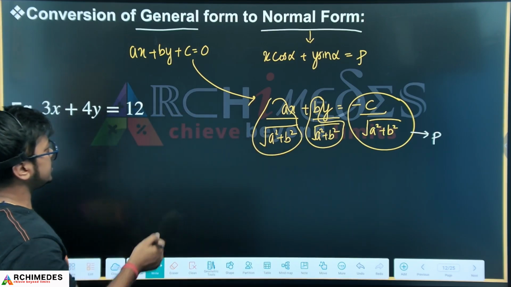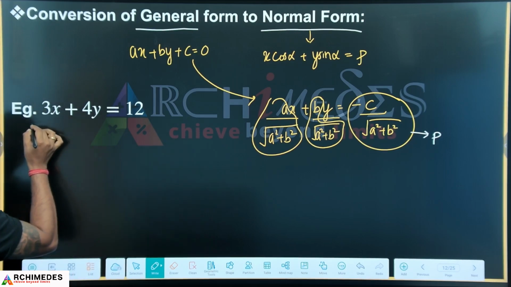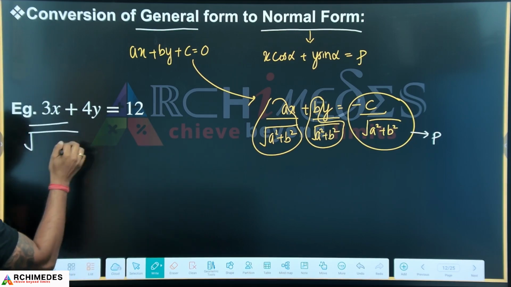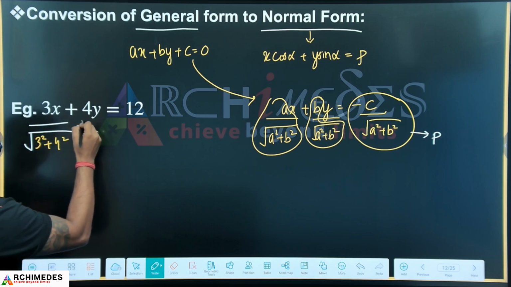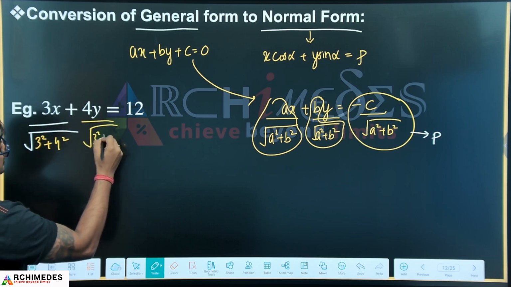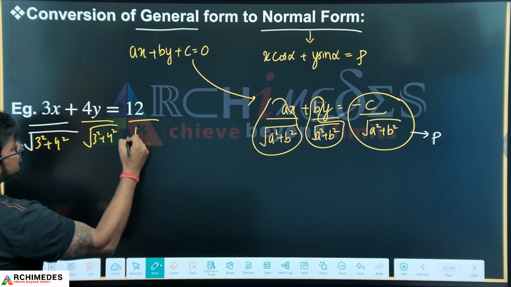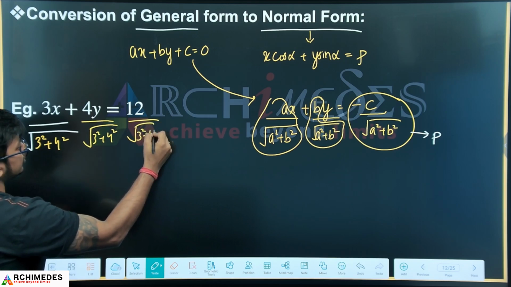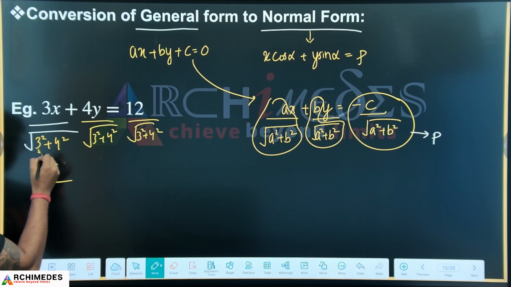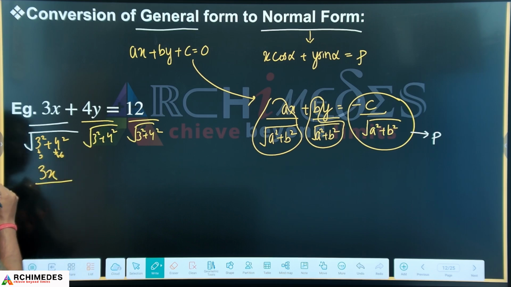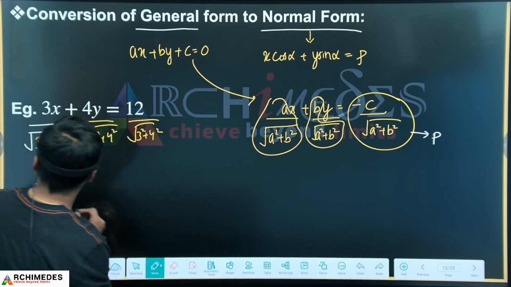But here, whenever this type of question is given, always convert it by dividing by what? Divide by under root of 3 square plus 4 square. Here also under root of 3 square plus 4 square. So if we solve this, you get 3x by 5, since 3 square is 9 and 4 square is 16. So 9 plus 16 is 25, and the root is 5.